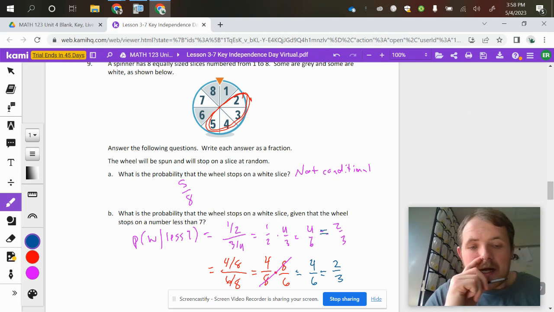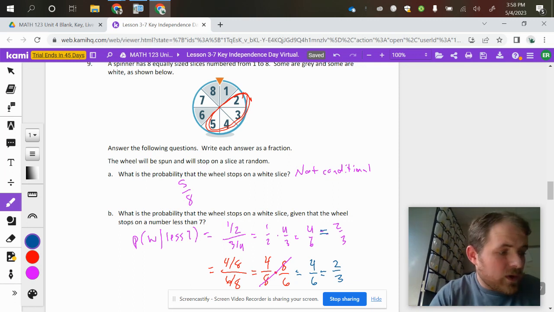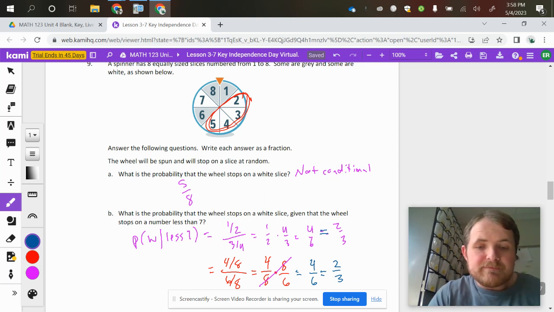So again, that conditional probability there, you've got the overlap on top with the probability of the first event happening on the bottom.